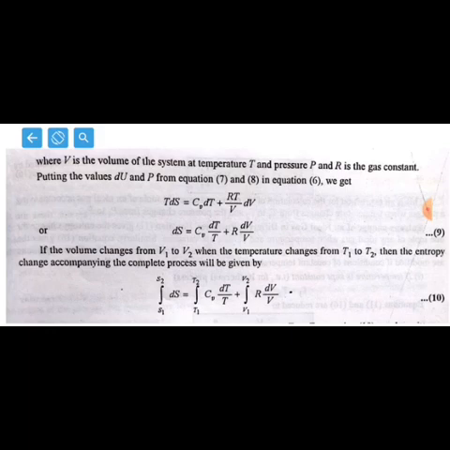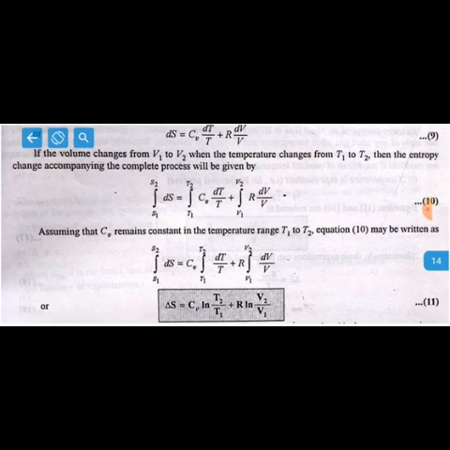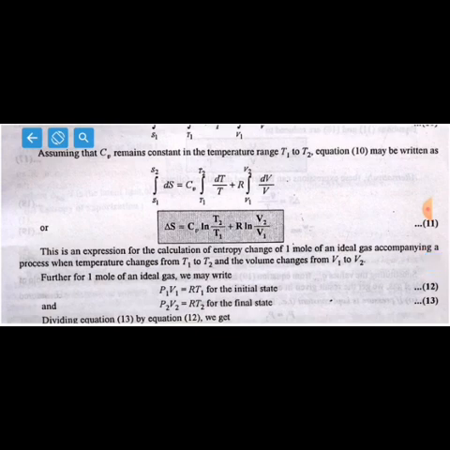Or if the volume changes from V1 to V2 and the temperature changes from T1 to T2, then the entropy change accompanying the complete process will be given by integral of dS from S1 to S2, which is equal to integral of Cv dT by T from T1 to T2 plus integral of R dV by V from V1 to V2. That is equation 10. Assuming that Cv remains constant in the temperature range T1 to T2, equation 10 may be written as Cv integral of dT by T from T1 to T2 plus R integral of dV by V from V1 to V2, or delta S is equal to Cv ln of T2 by T1 plus R ln of V2 by V1, that is equation 11.